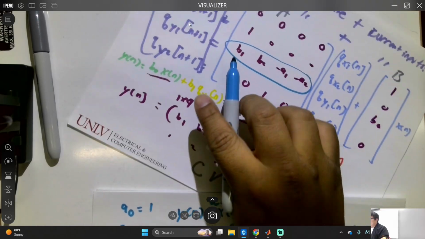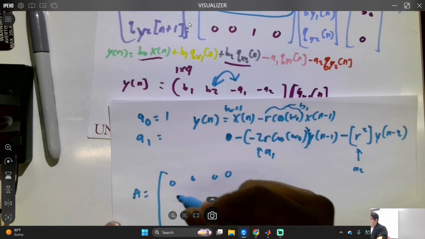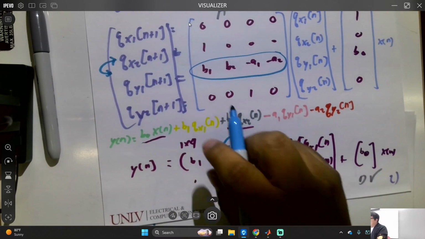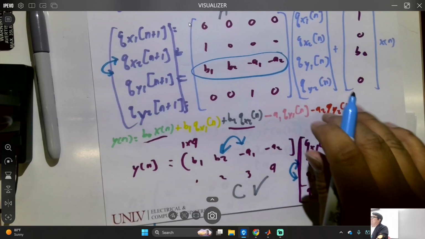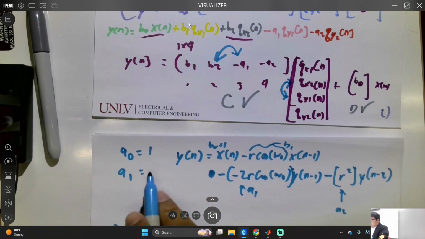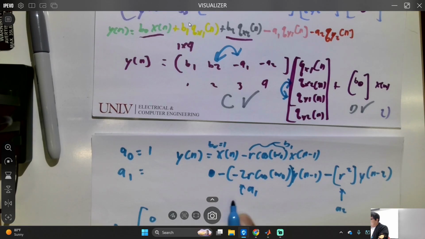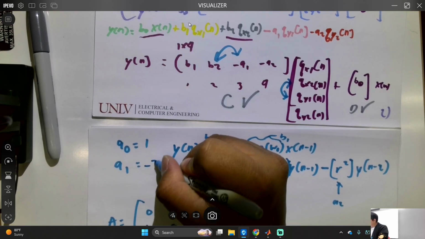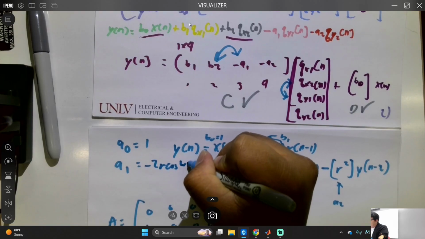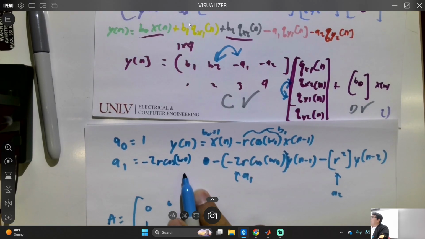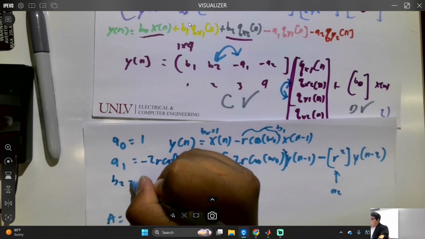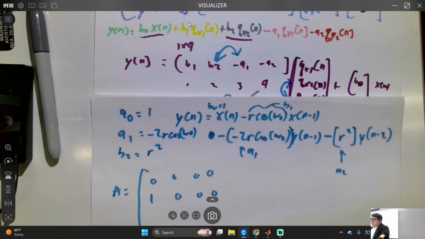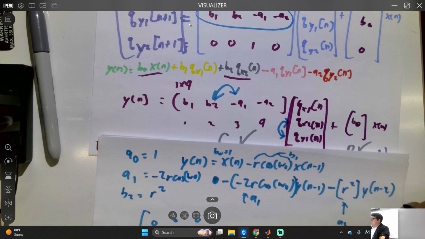We have a 1 right here. You see this 1? Just put the 1, don't be afraid. Everyone understanding? B1, B2, A1, A2, right? Cool. So that's what I was trying to do right here. I'll write it down. What's A1 equal to? It's equal to this right here, minus 2r cosine omega naught, correct? And then B2 is equal to r squared. Everyone seeing what I'm trying to do? Because I could just plug and chug.